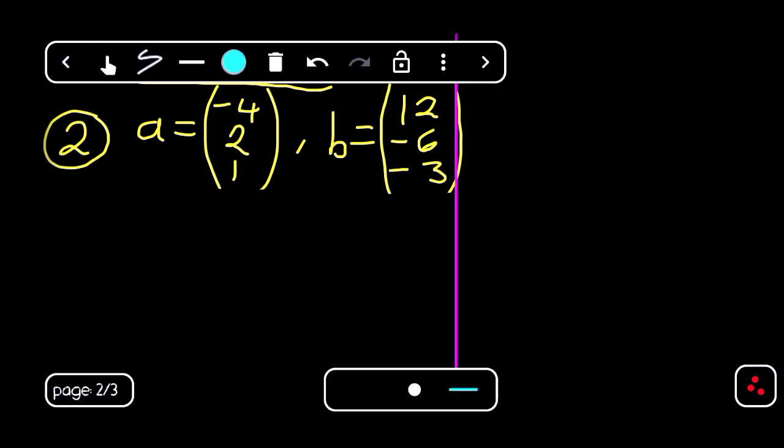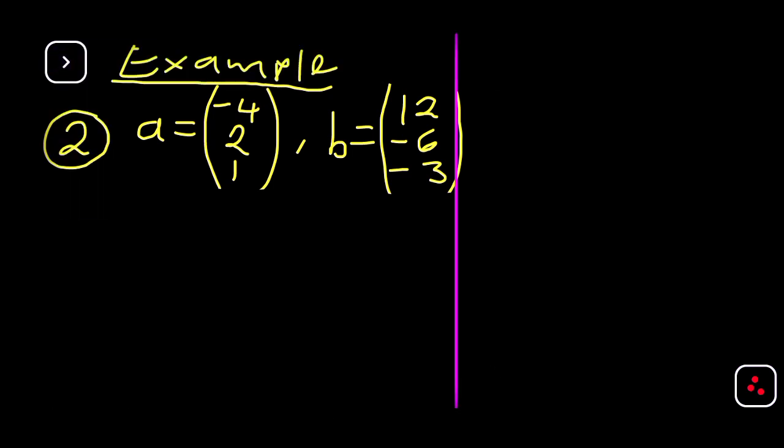Here is another example. The question is: state if vectors A and B are parallel. So we follow the same steps. The first step, we equate the two vectors including the scalar k.